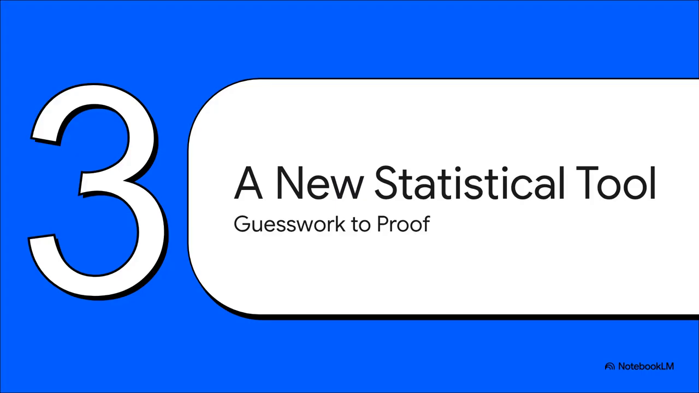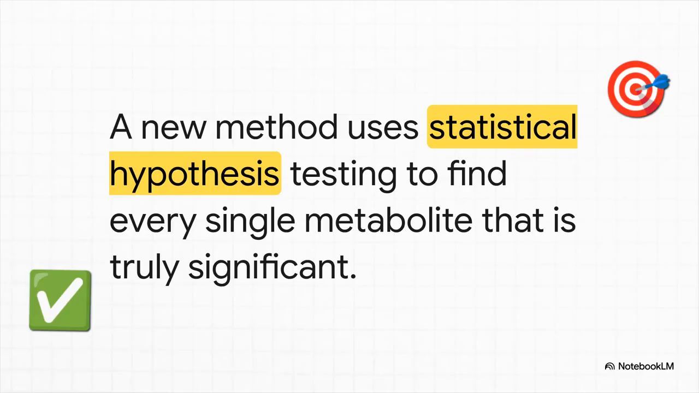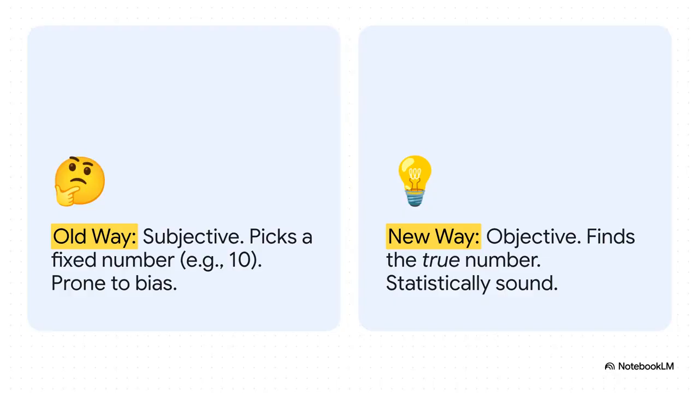So, this is where the new research comes in to save the day. The authors, Yamamoto and his team, proposed a brilliant way to replace all that guesswork with actual proof, bringing some much-needed statistical rigor back into the process. Instead of just picking the top 10, their method uses a proper statistical test on every single metabolite. For each one, it asks a really simple question. Is your connection to this biological effect statistically real, or is it just random chance? And only the ones that pass the test actually get selected. No more guessing.